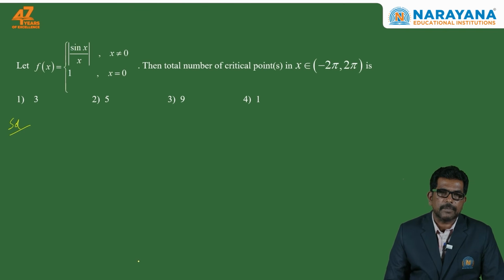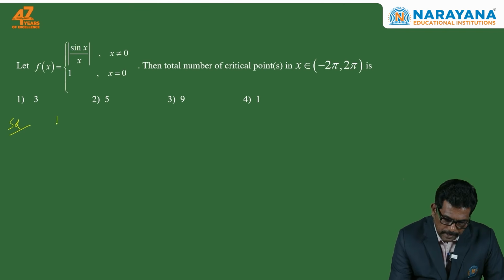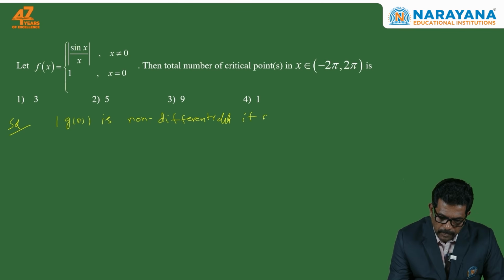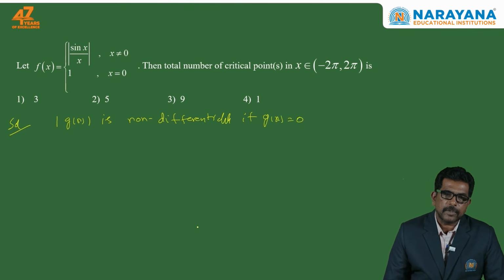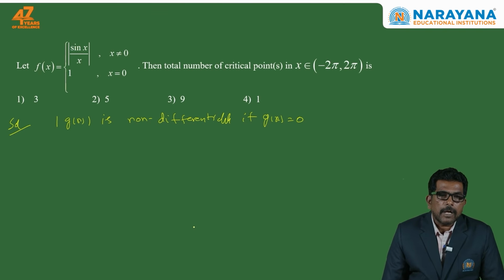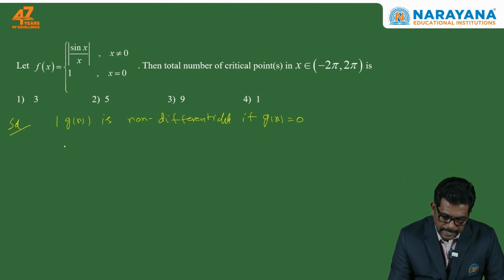First, to check the differentiability, here we have one property: mod g of x is non-differentiable if g of x is equal to 0, and where g of x is equal to 0 gives all those doubtful points for the differentiability. In this problem, g of x is equal to sin x by cos x.